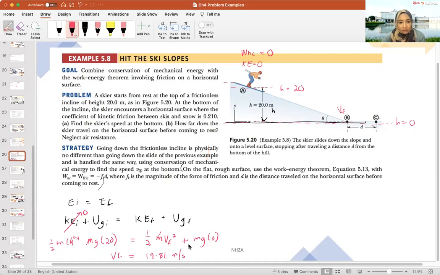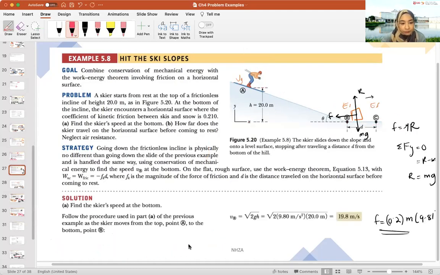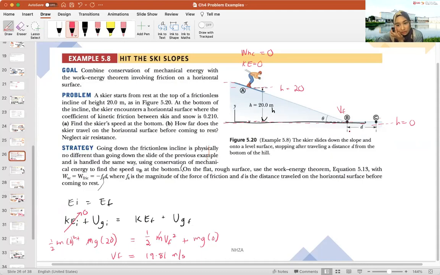Okay, let me double check the answer. So this is the velocity at point B. So we're not done yet. So part B: how far does the skier travel on the horizontal surface before coming to a rest?